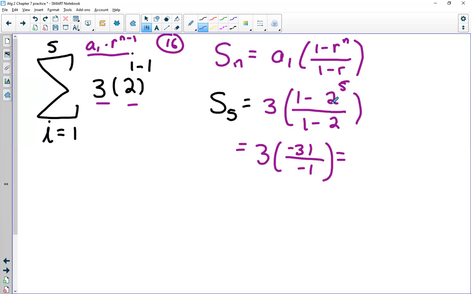2 to the 5th power is 32, so negative 31 over negative 1. Next up, 3 times 31, 93. So what does that equal? That's just the answer? Yeah, this ends up being the answer, 93.